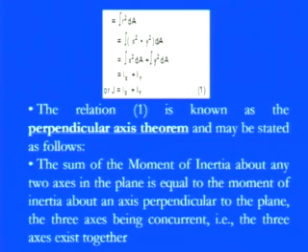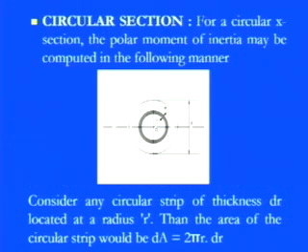So Ix plus Iy will give you the Z value, which is perpendicular to these two axes. These are the relations for the polar moment of area for that kind of section. Now, if we focus on the circular section, you can see the figure for a circular section. The polar moment of inertia can be computed in a similar manner, again concerning the circular portion.